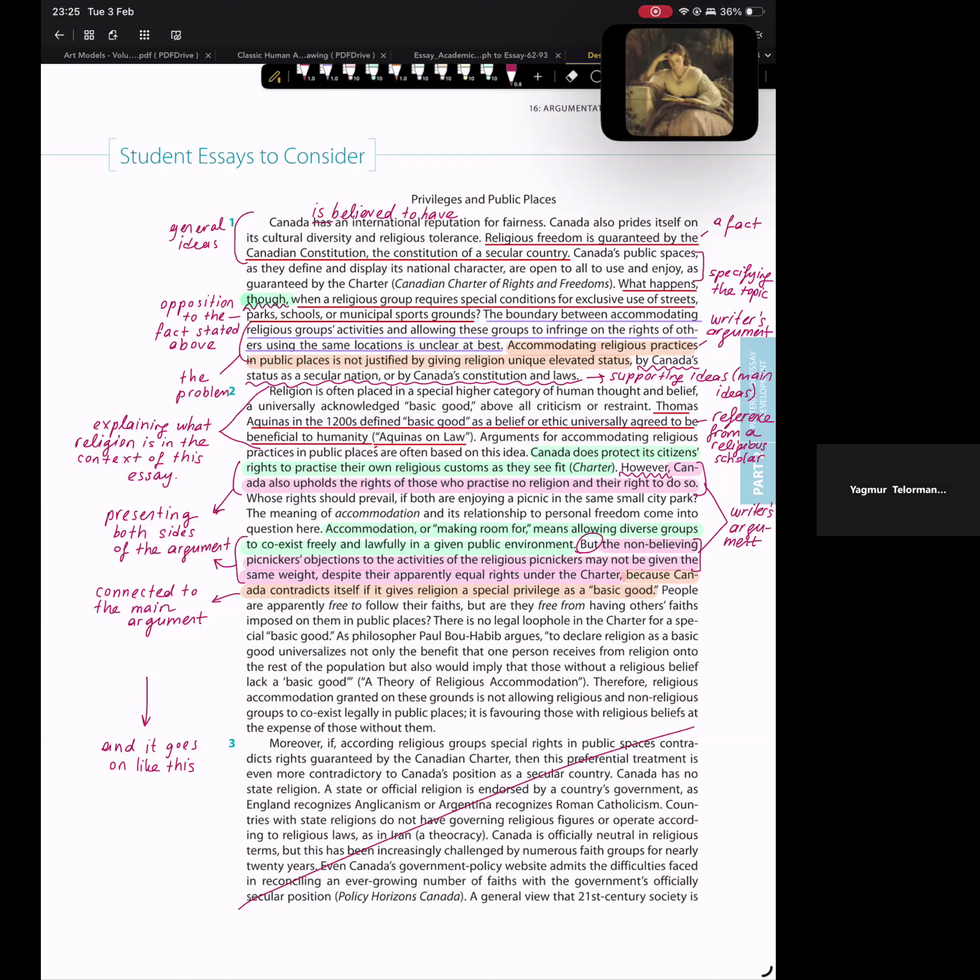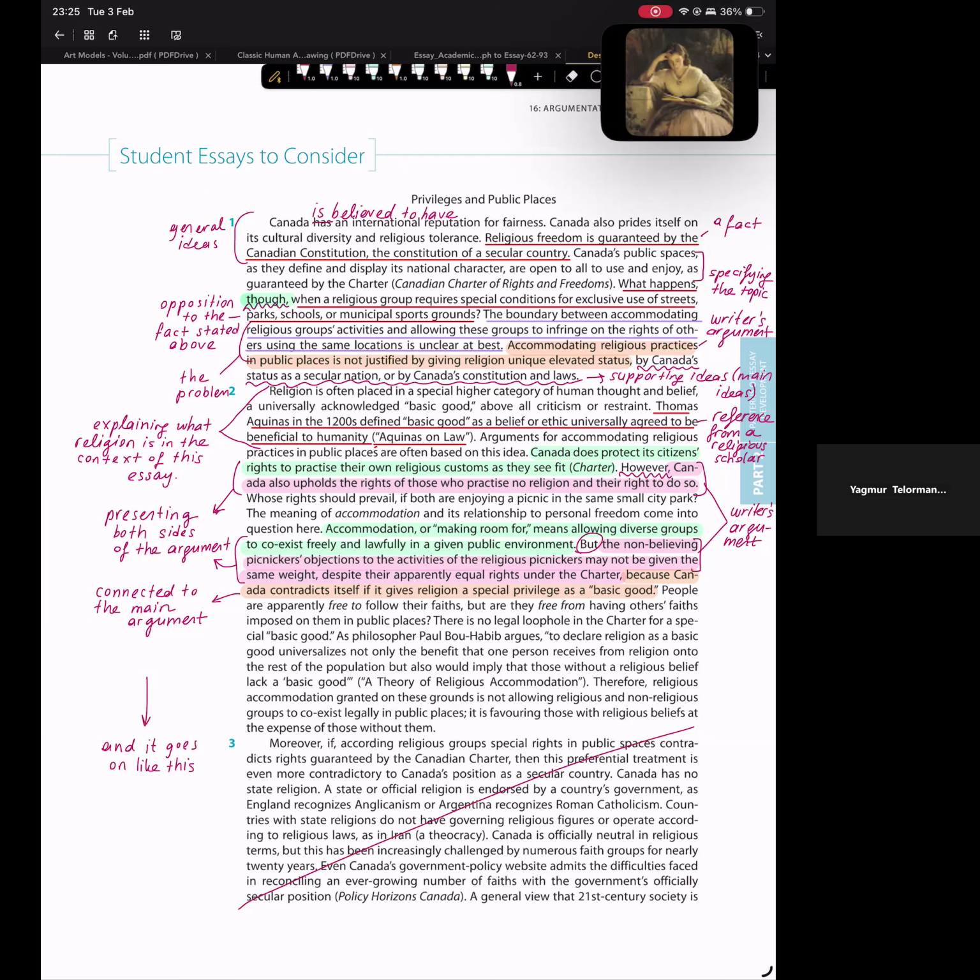And again, just a couple of sentences later, the writer presents two sides of the argument. Again, the green one is one side of the argument, and the pink one is the writer's argument, which, as you can see, begins with "but." All right, again, another conjunction of contrast. Both sides of the argument are presented using a conjunction of contrast.